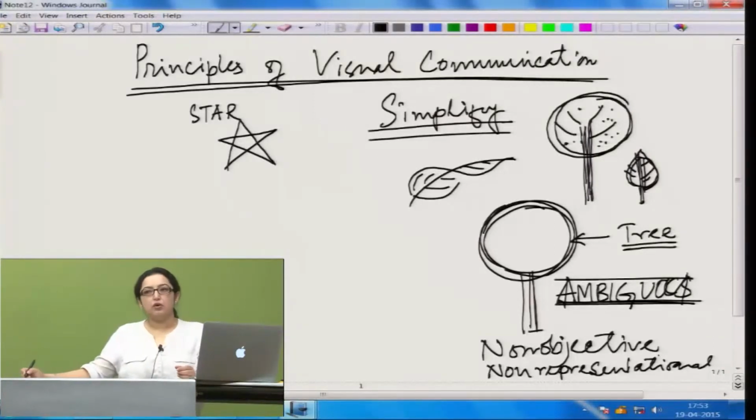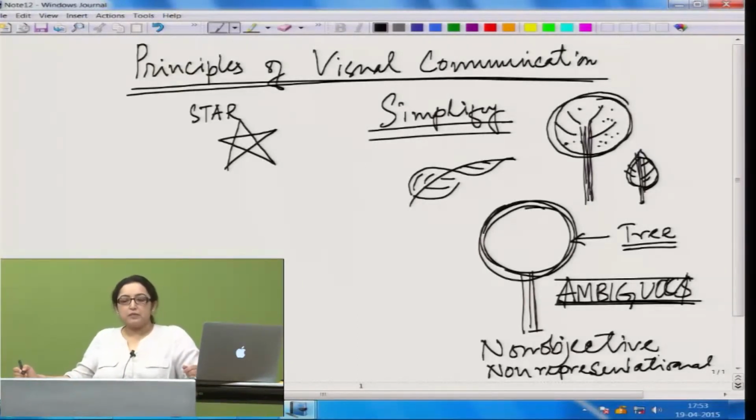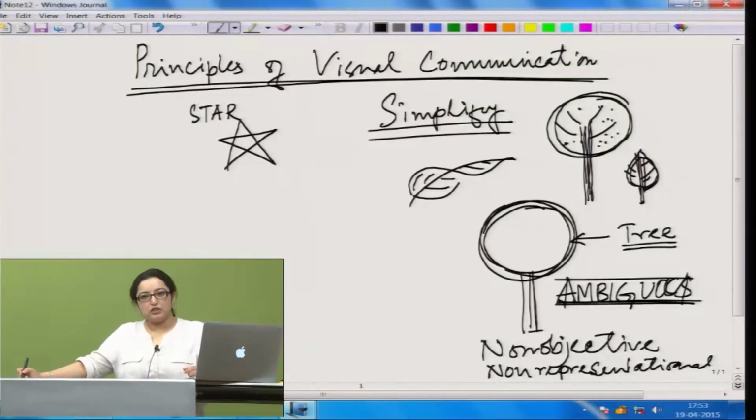And that is how we derive abstraction from realism. But there are many other ways to derive abstraction. It can be pure abstraction with no natural reference at all. So, we will come to all those ideas slowly. Let us see how we idealize a form.